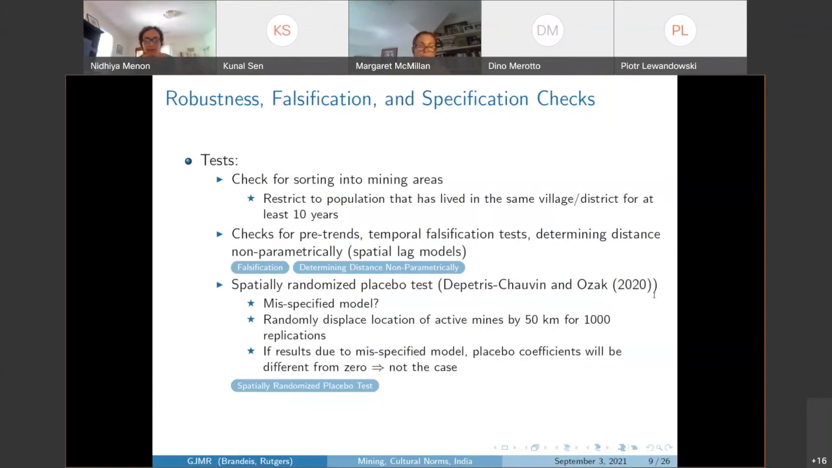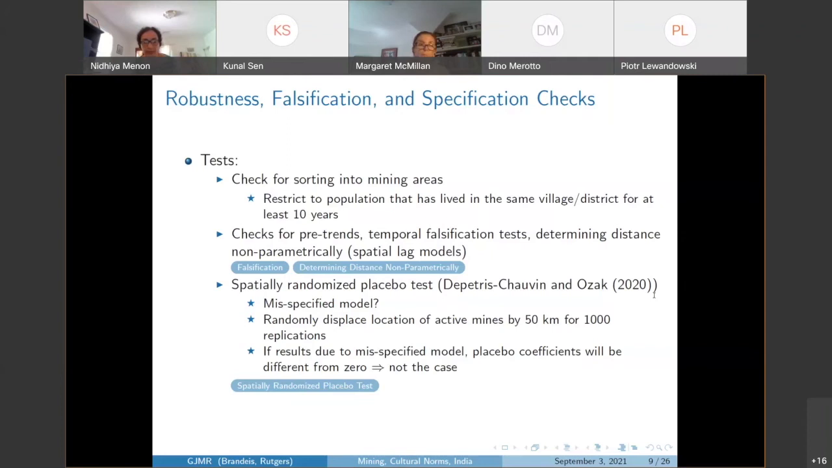Given that this is a difference-in-differences design, there are checks for pre-trends. We do various falsification tests depending on the age of the mine. We determine whether the distances should be 5 kilometers, 10 kilometers, 15, etc., non-parametrically using spatial lag models.